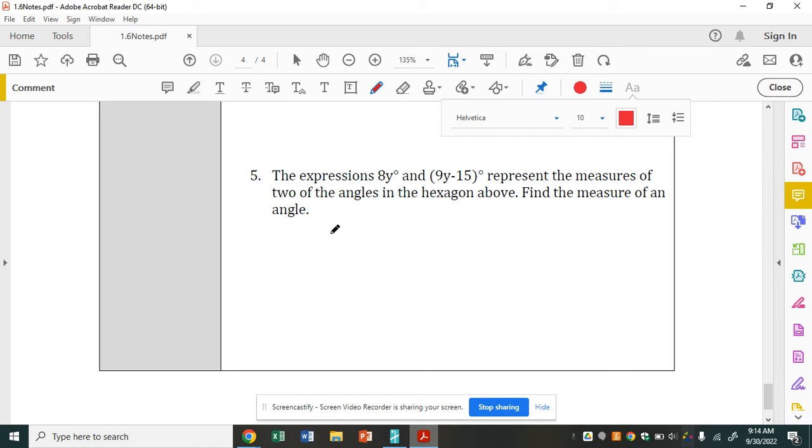And then the last one, it says the expressions 8y and 9y minus 15 represent the measures of the 2 angles in the hexagon above. Find the measure of an angle. Again, the hexagon above was regular, so we know all the angles are congruent. So I can take 8y and set it equal to 9y minus 15, and then that'll help us find our angle measurement. So I can subtract the 9y. I get negative y equals negative 15, or y is equal to positive 15. So we can plug that into either one of these. 8 times 15 is going to tell me that an angle would end up being 120 degrees. Or if we did 9 times 15 and get 135, minus the 15, it would still give us that the angle is 120 degrees.